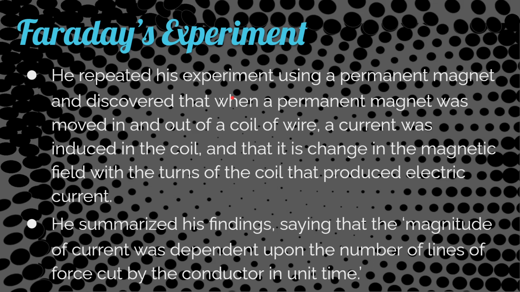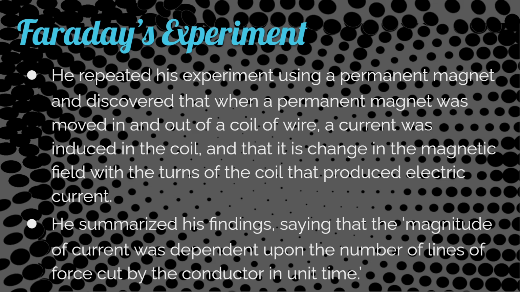And so he repeated that experiment using a permanent magnet, which is what we just saw in the video clip, and discovered that when a permanent magnet was moved in and out of a coil, a current was induced in the coil, and that it is the change in the magnetic field with the turns of the coil that produces the current. Again, we looked at that in the video as well.